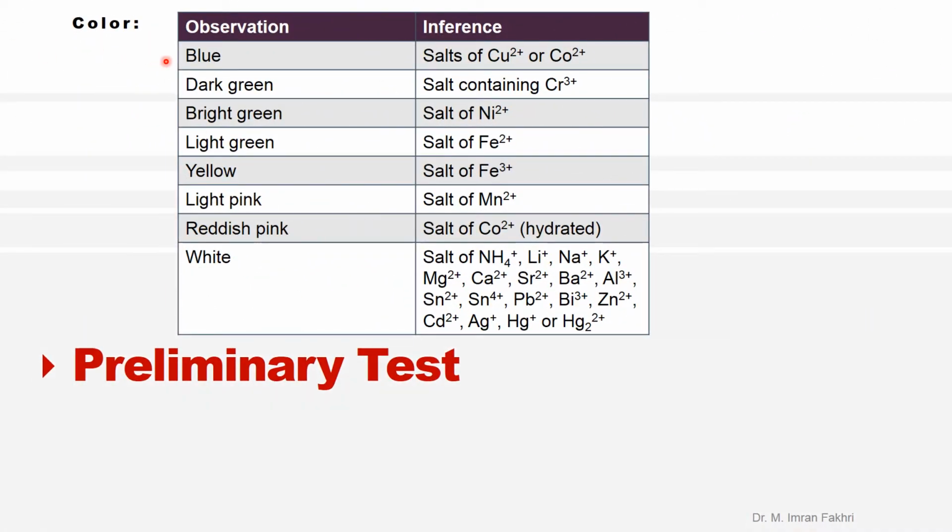The color of the salt, which is being observed as blue, we may have copper and cobalt; dark green, bright green, light green, we may have the respective ions. For yellow and brown solids, we may have Fe3+ ion. For the light pink salts, we have Mn2+ ion. Reddish pink, we have cobalt. For the white salt, the following cations can be present.